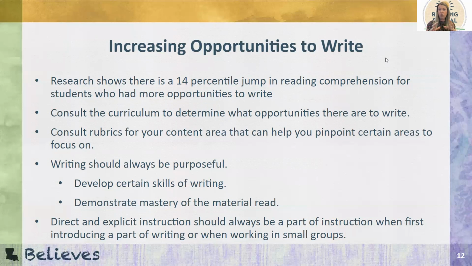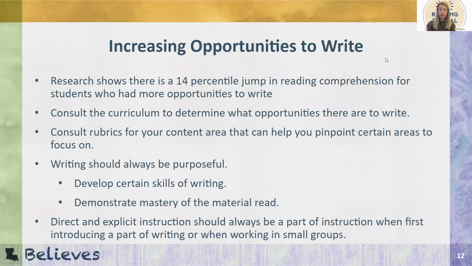So say we've already taught how to write a claim and students are doing that proficiently. Maybe I'm moving on to how to help that evidence support the claim, but you can have a different focus each time. The focus shouldn't be everything every time. We should pinpoint something to focus on from the rubrics in your content area to develop the different components of it. Writing should always be purposeful.